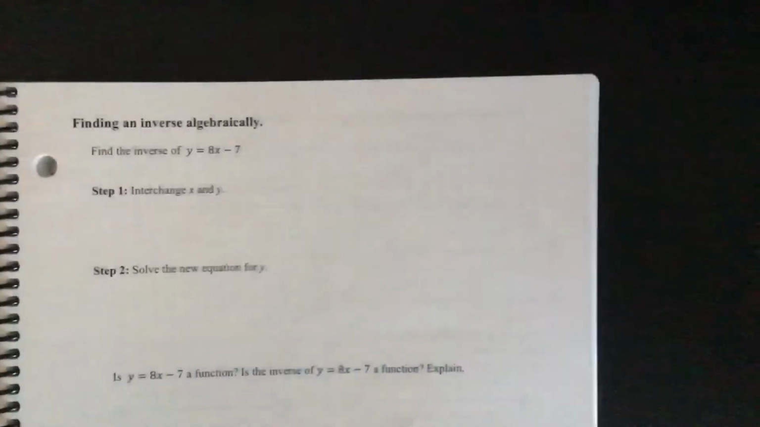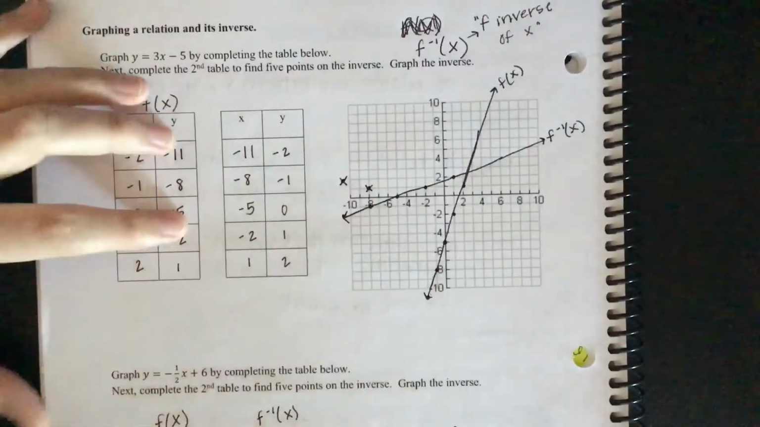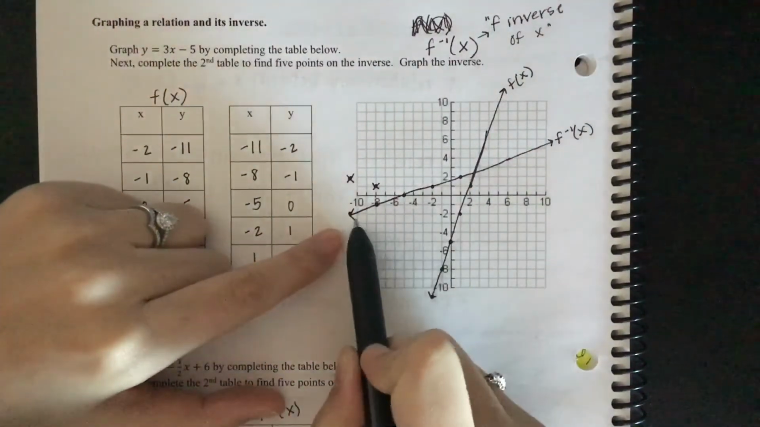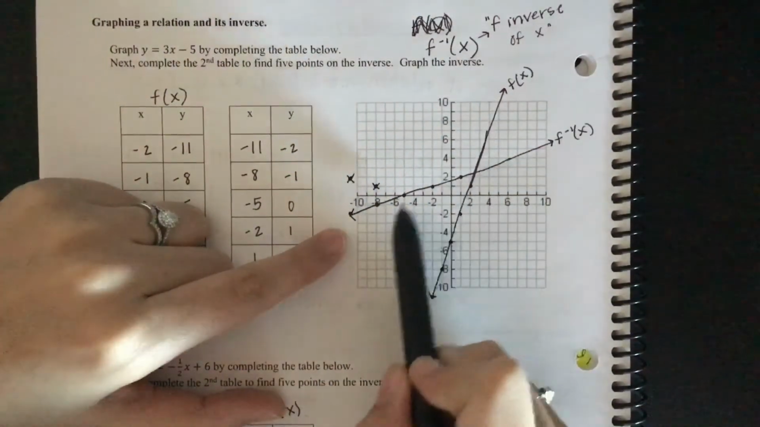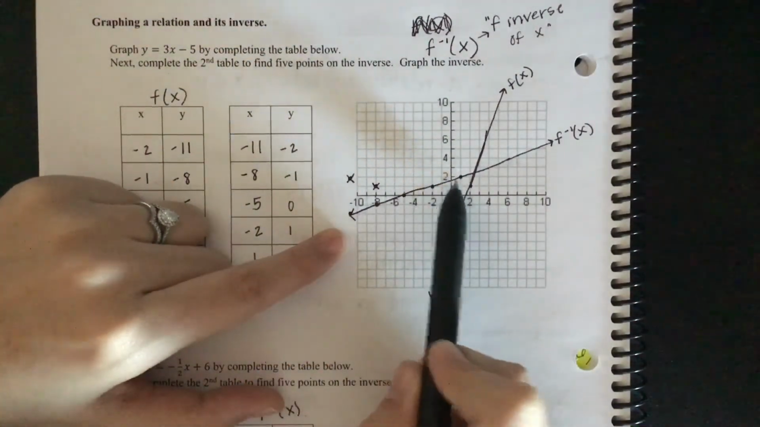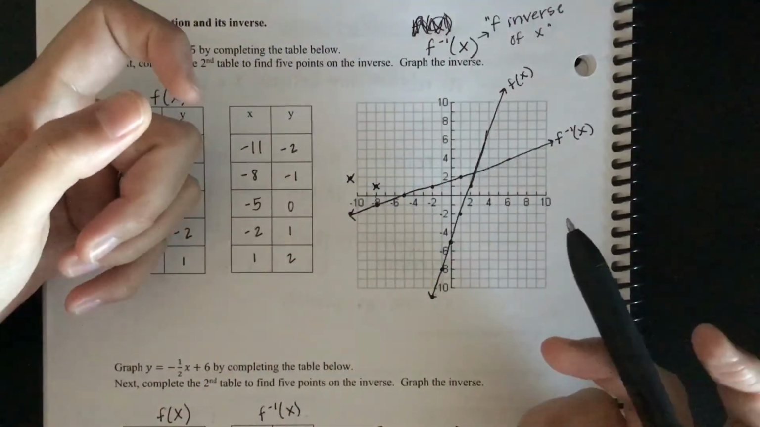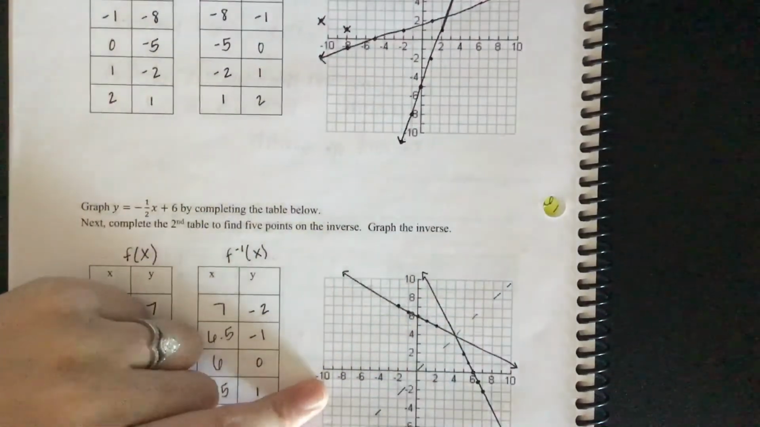So, finding an inverse algebraically, this is fun. We can actually find the equation of the inverse. So, like on here, we just had the table of the inverse. We can actually find the equation of this line, not only by looking at the slope, but we have to find the y-intercept as well. Here you would have a decimal y-intercept, so it would probably be a fraction. Here you would also probably have a decimal intercept, so we want to actually know what the y-intercept is.